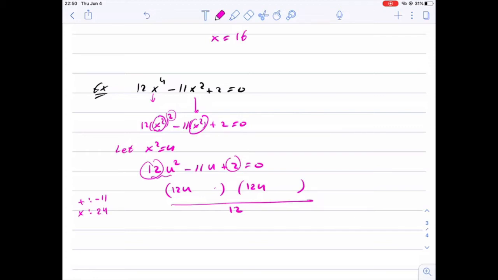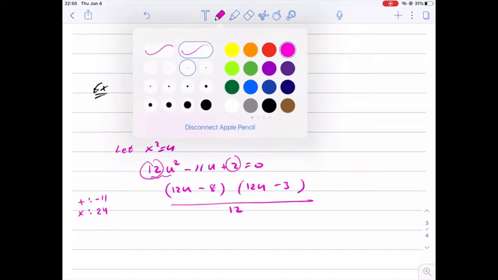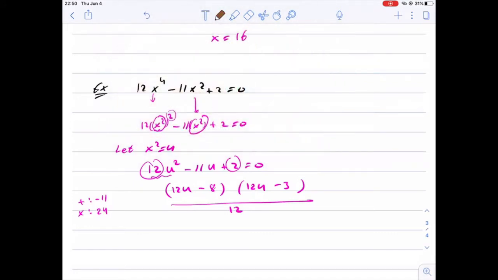So what are the two numbers? The two numbers are negative 8 and negative 3. The product is 24, the sum is negative 11. And then we simplify because we want to get rid of the denominator. So we can take 4 as a common factor of the first expression. We get 4 times 3u minus 2. And we can take 3 as a common factor of the second expression. We get 3 times 4u minus 1.